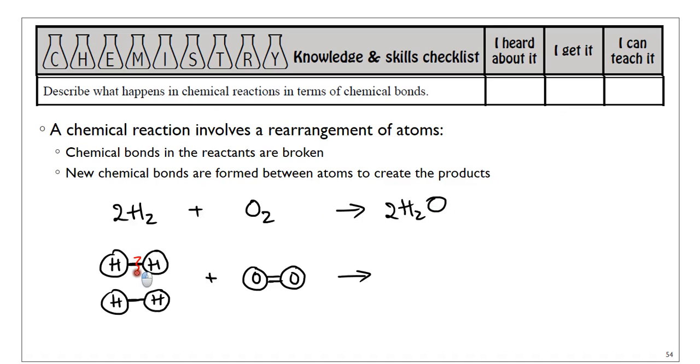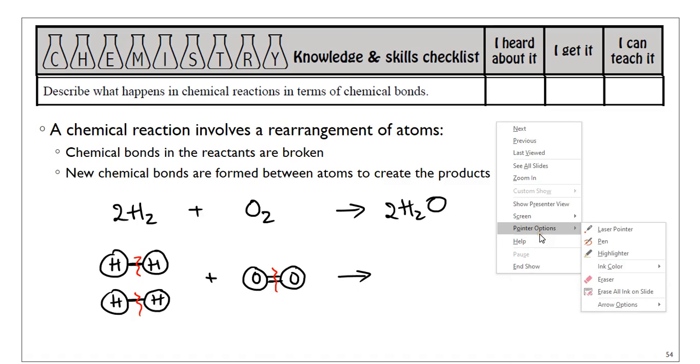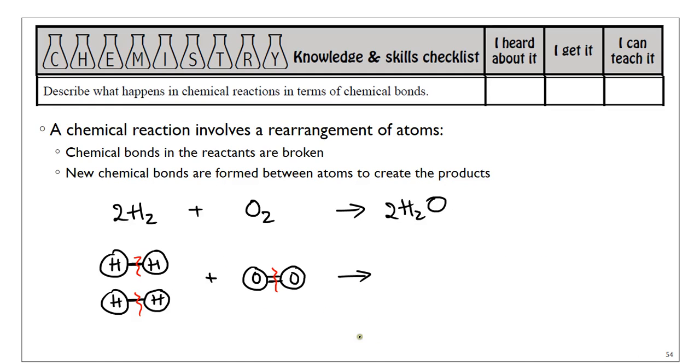So I basically need to break this bond, I need to break this bond, and I need to break this bond. So the bonds in the reactants must be broken, and once the bonds in the reactants are broken, essentially you end up with 4 hydrogen atoms and 2 oxygen atoms, and these can then rearrange to form new bonds. If they don't form new bonds, then essentially you cannot say that a chemical reaction has taken place.